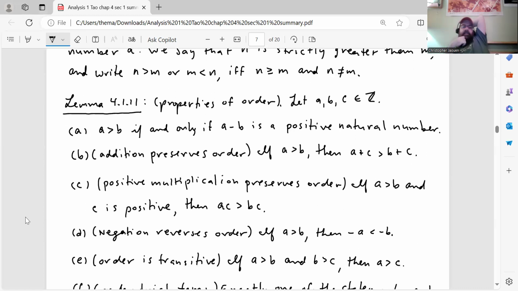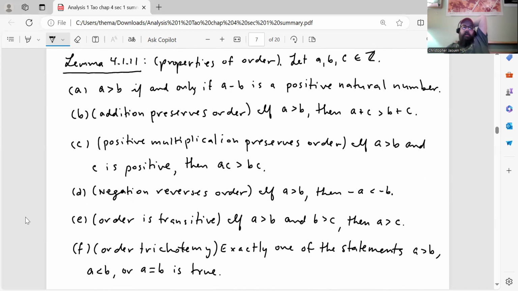All right, last thing, lemma 4.1.11, properties of order. We're going to prove this in the exercise set as well, but there's a bunch of properties here. Let A, B, C be integers. Part A: A is greater than B if and only if A minus B is a positive natural number.